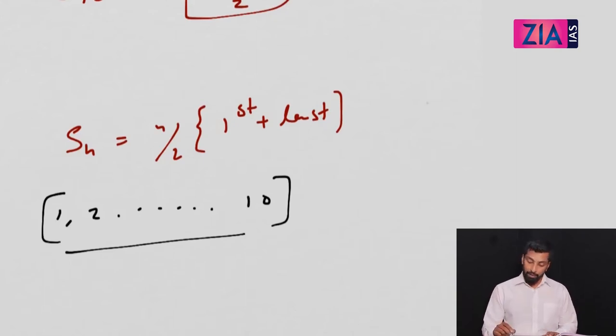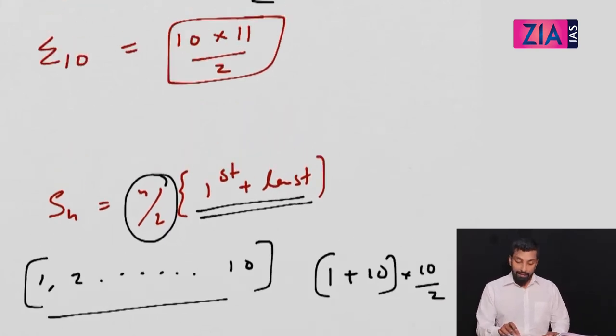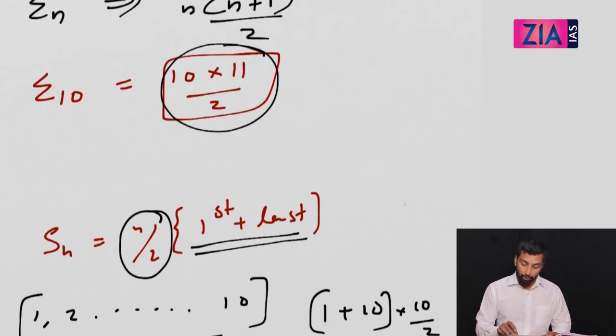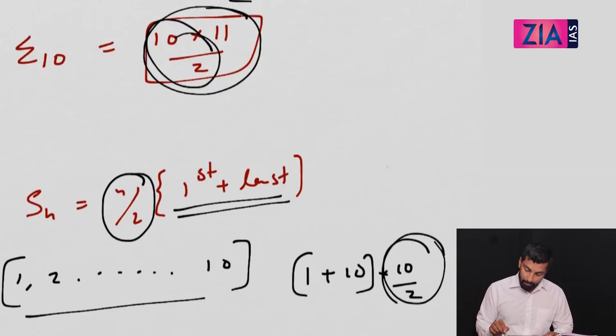So what is the first term? 1. What is the last term? That is 10. So this bracket is filled, right? Then n by 2. N by 2 means 10 by 2 because 10 terms are there. And that's what you got here, this 10 by 2, and this 11.